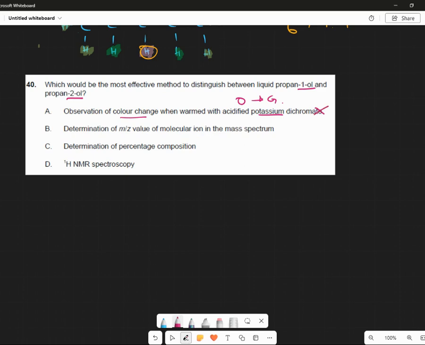Determination of the m over z values in mass spectrum. That's possible. We'll come back to that. Determination of percentage composition. No, they're isomers. NMR spectroscopy. Yeah, you could choose this. Definitely. Why not D, Janet, out of interest? I'm going to check. Why not D?